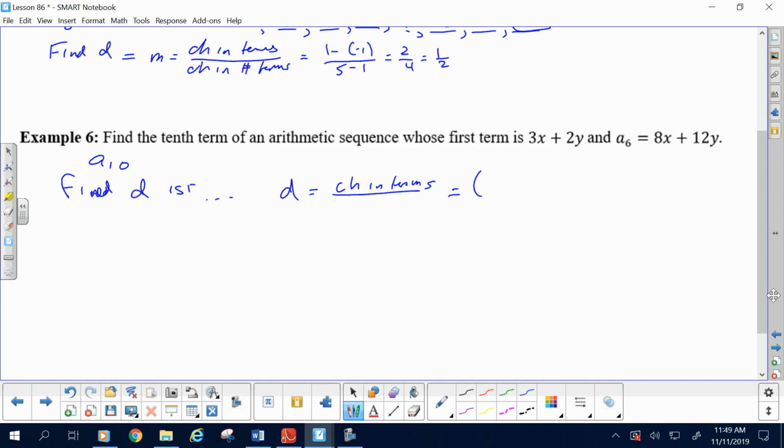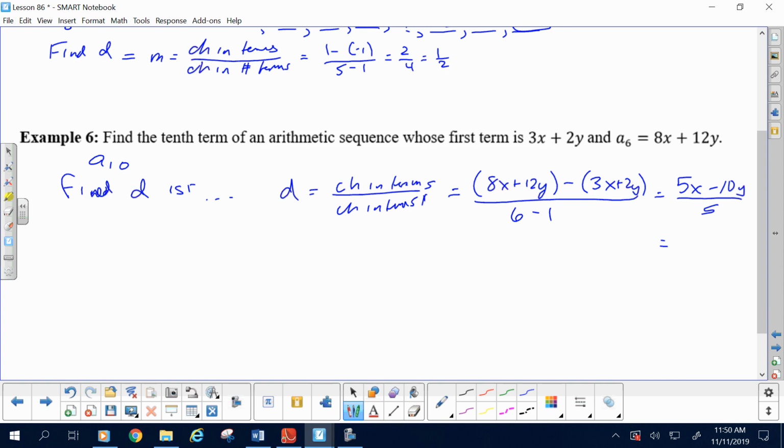So do I start with 3x plus 2y or 8x plus 12y? 8x plus 12y, take away the first term, which was 3x plus 2y. How much did the x change by? 5 x's. And how much did the y's change by? 10 altogether, yeah? Now divide that by how many terms? We went from the first term to the sixth term, so the change in term numbers is 5. 6 minus 1, or 5.